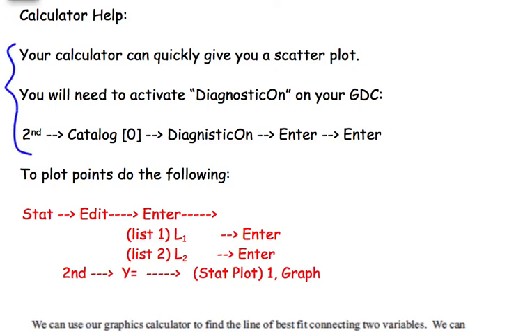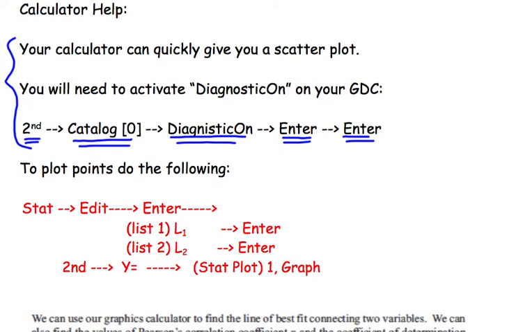This stuff in the blue. You have to turn your diagnostics on. Where you find that is the second button, catalog, which is your 0. You're going to scroll down to diagnostic, then enter and enter again. I'll show you where that is on the graphing calculator in a moment. One time. And then once you're done with that, you won't have to worry about that again.